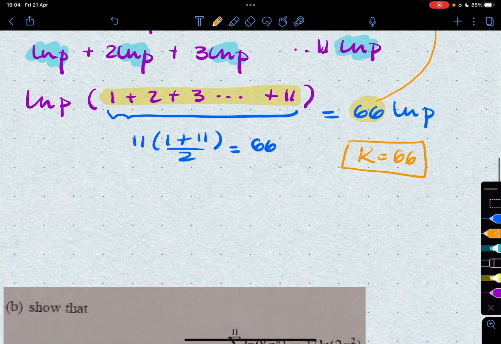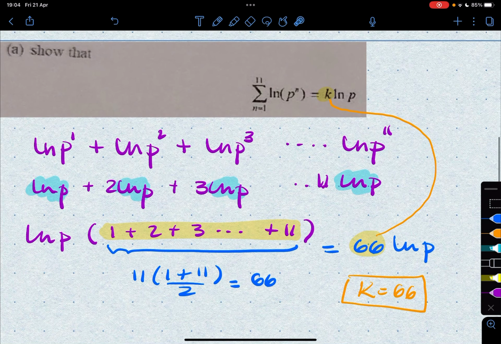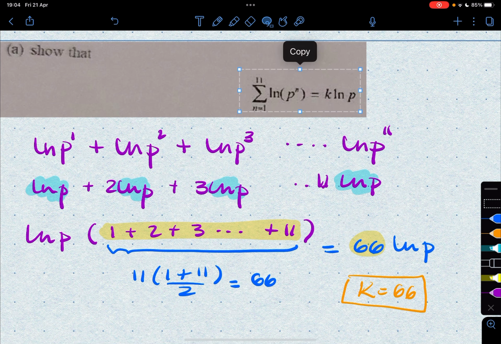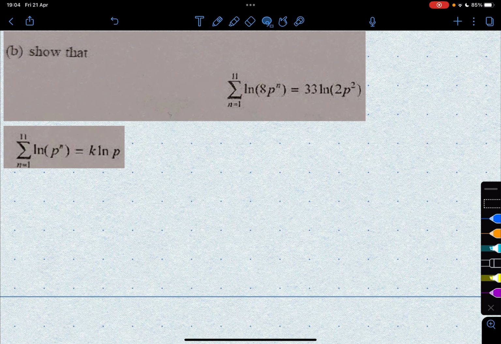The second part of the question says, show that that is equal to that. So it's similar, but not exactly the same. So what we showed previously was this. So let's copy that and keep it handy. This is what we showed previously. And we can probably use this result to do this.